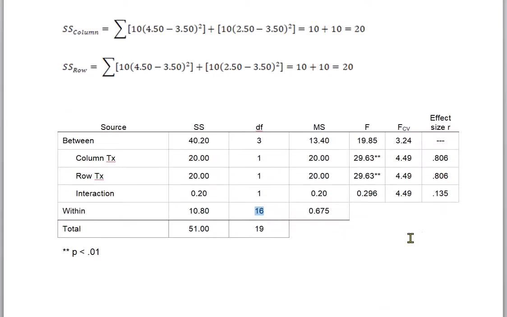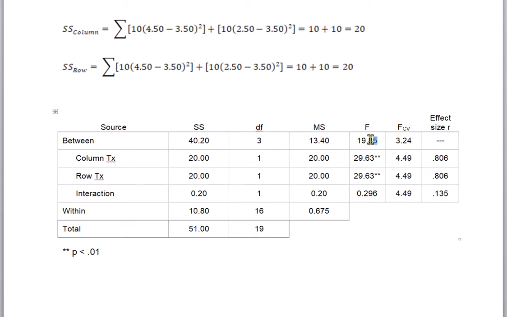Let me get my document back up, and that's where these numbers come from right here. And they're all the same because they all have 1 degree of freedom in the numerator and 16 in the denominator. So this value here is common to all of them. These 3 are going to have the same critical value because they have the same setup in terms of the degrees of freedom. So that's where those come from. And you can see that the interaction term is not significant.